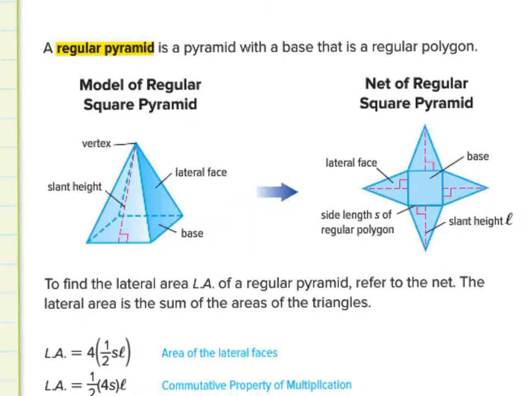And here's a better look at how our pyramid looks. A model of a regular square pyramid, okay? Here we have a regular square pyramid with our regular polygon base and our triangular lateral faces, right? If we were to open it from the top, it would look like this. We have our square and 4 triangles, right? Easy to see. To find the lateral area, LA, of a regular pyramid, refer to the net. The lateral area is the sum of the areas of the triangles. So the sum of the area of all these triangles. You could find the area for just one triangle, half the base times the height, and multiply it by 4.